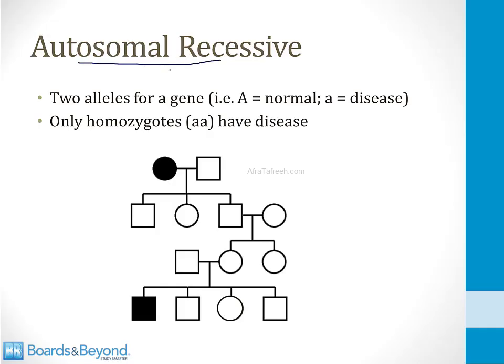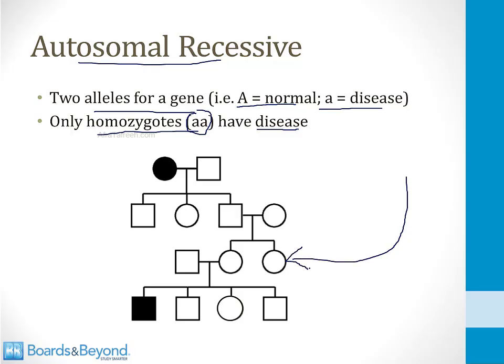In these disorders, there are usually two alleles for a gene. One allele is usually denoted by a capital letter, like capital letter A. That's the normal allele. And then there is a disease gene, which is usually denoted by a lowercase letter, like lowercase a in this example here. Only homozygotes for the disease gene, in other words, only individuals with two copies of the disease gene, will develop disease. So this is what a pedigree might look like for a family that has a gene for an autosomal recessive condition present in the family.